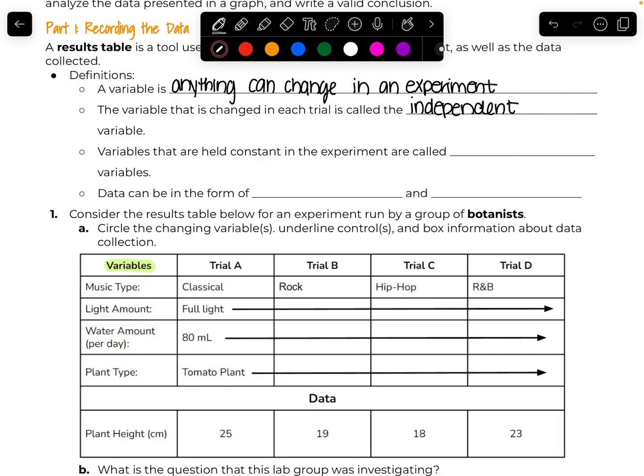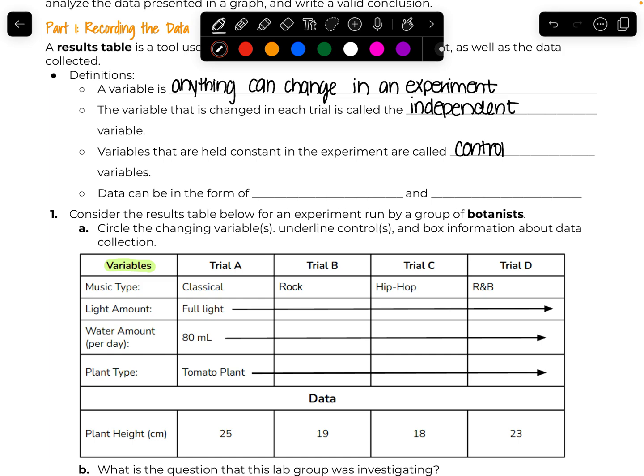And then any variable that's held constant in an experiment is called a control variable. So it is really important to note that if you are designing an experiment, you can't pick as many independent variables as you want. A valid experiment can only have one independent variable. Everything else must be a control. It must be a constant. It cannot change in each trial because otherwise you have no idea what the data you're collecting actually means.